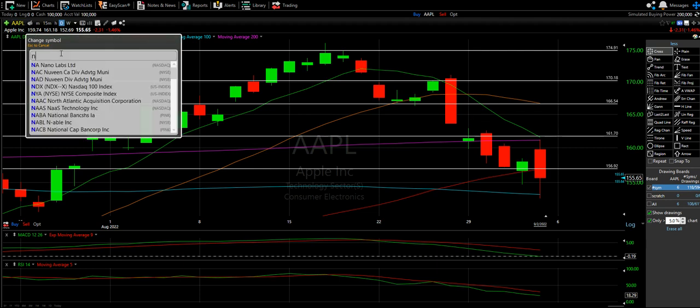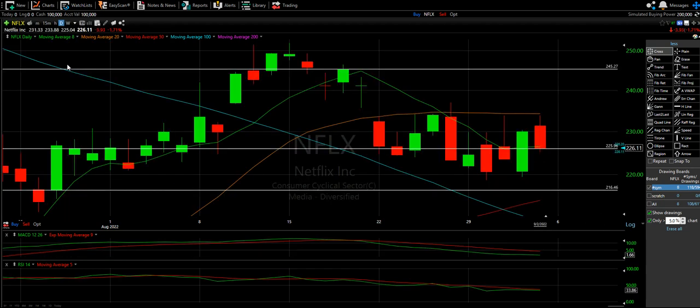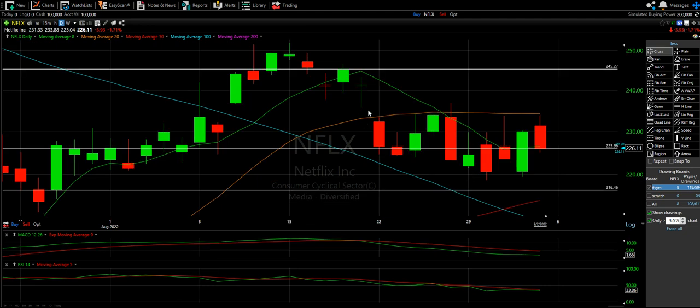NFLX, Netflix. I'll be honest with you, we're getting ready to unsubscribe from Netflix. But hey, this is a pretty interesting chart here. I would say it's a little better than the rest of them. Sorry, I didn't mean to zoom out there. So what's happened? Look, obviously it did that same uptrend as the rest.